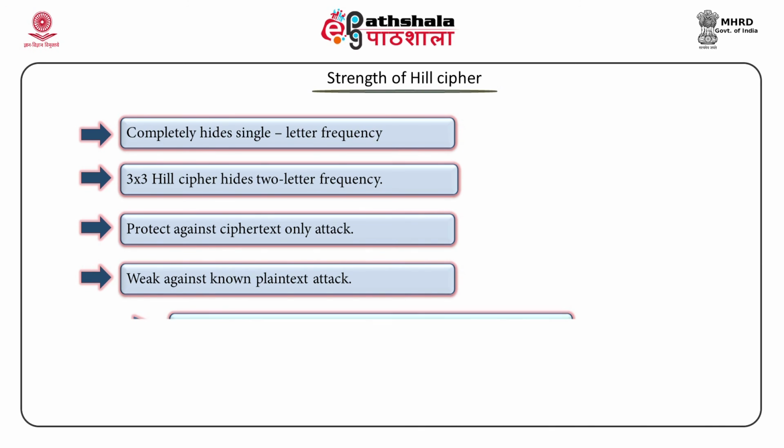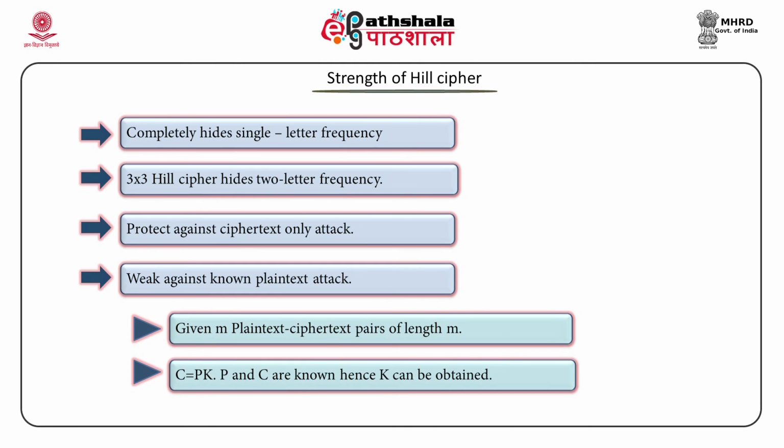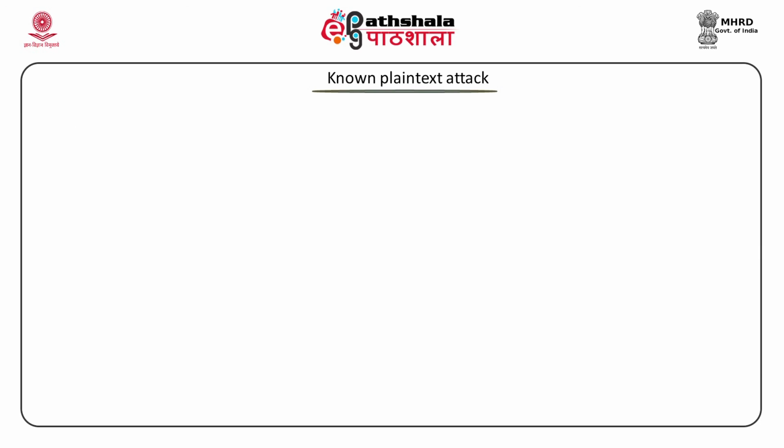Known plain text says that we are given the pair of plain text and ciphertext. So, in our equation P is known and C is known. Hill cipher's equation is P K mod 26 gives you C. So, if C is known and P is known, out of 3, 2 variables are known, you can easily derive the third variable. Now let me elaborate how a known plain text attack can affect our Hill cipher.